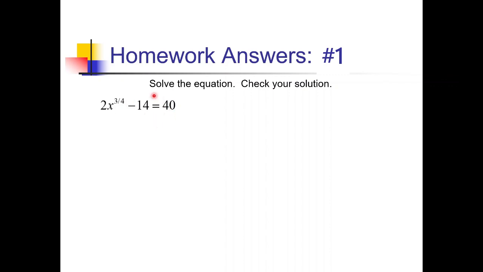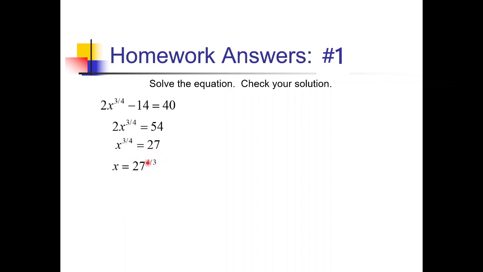So to do that, I can add 14 to the other side. That's 54. And then divide by 2. So we've got a 27 over there. And now to get rid of the 3/4 power, I'm going to use the reciprocal power, which is 4/3. So I'll raise both sides to the 4/3 power. That gives me x to the first on the left side and 27 to the 4/3 on the right.